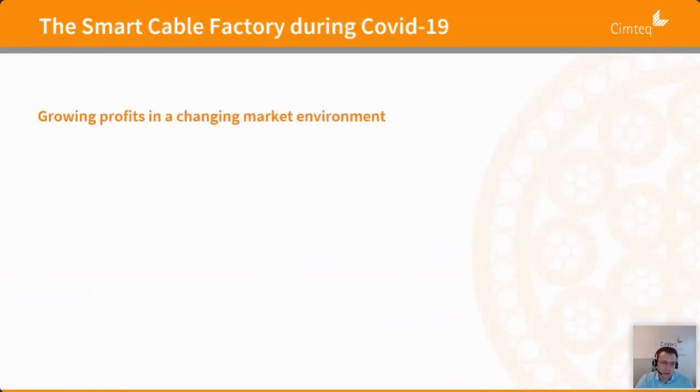And this actually relates to the smart cable factory topic very well, because what people did before, if they wanted to grow their profit, they just did more of the same things. They bought new machines to produce more cables. They added new products to their portfolio to sell more. But in an environment where demand is shrinking, you cannot do these things anymore to grow profits. So what we're talking about now is how can we improve our profitability without adding new things? How can we make ourselves more efficient?